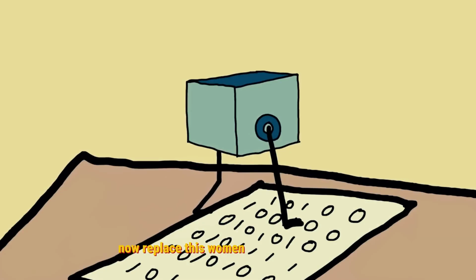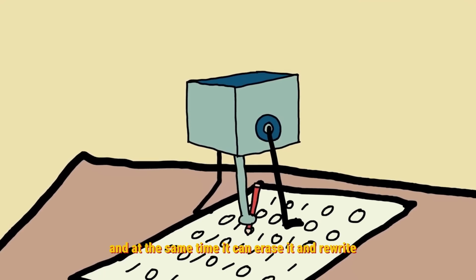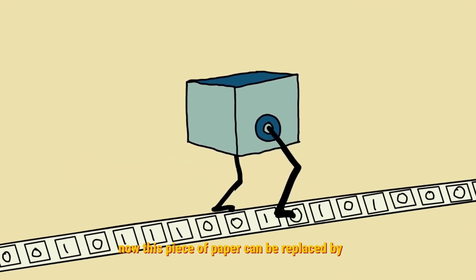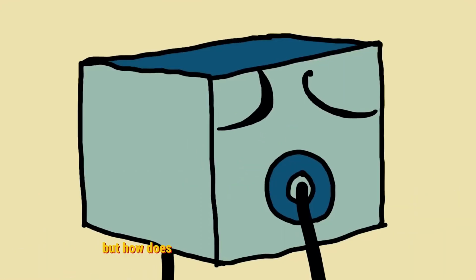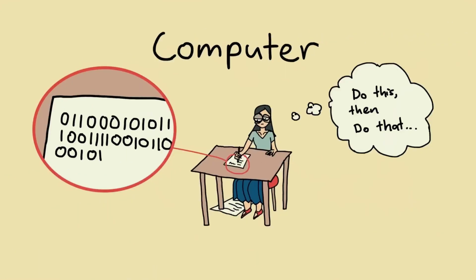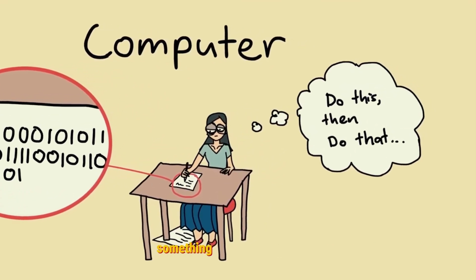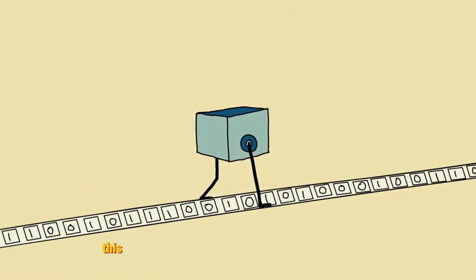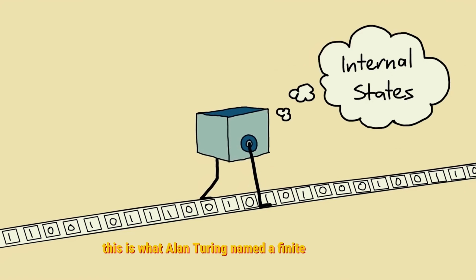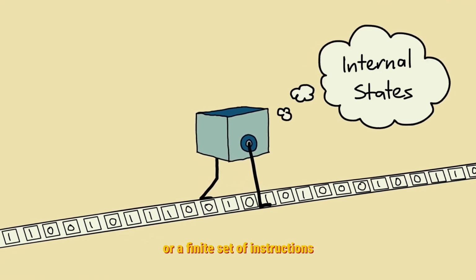Now replace this woman with a scanning head. This scanning head can read a symbol at a time, and at the same time it can erase it and rewrite it. Now this piece of paper can be replaced by an infinitely long tape. But how does this Turing machine know what to do? You see, when this woman is reading or writing the data, something is going on in her mind. This is what Alan Turing named a finite set of states or a finite set of instructions. These states tell the machine what to do, and this can be explained perfectly only by diagrams and visuals.